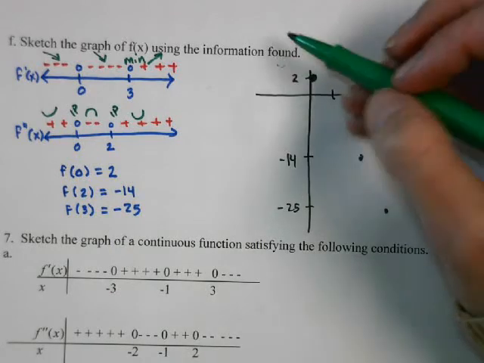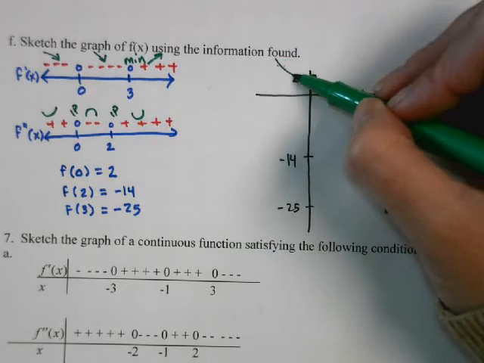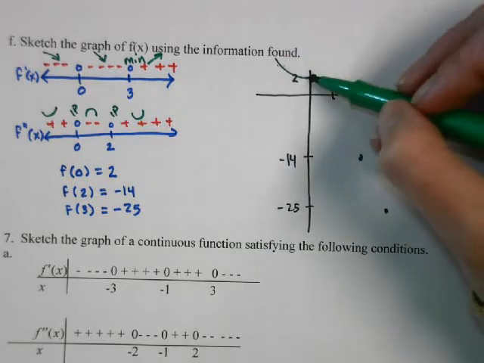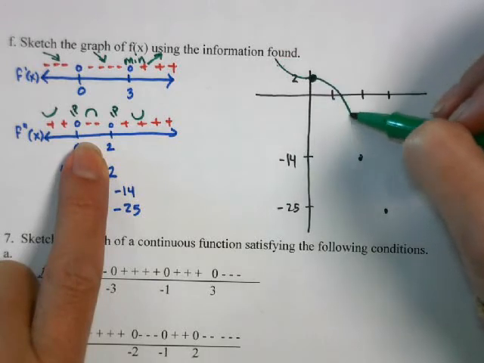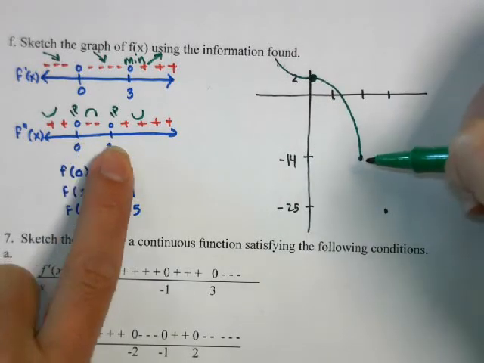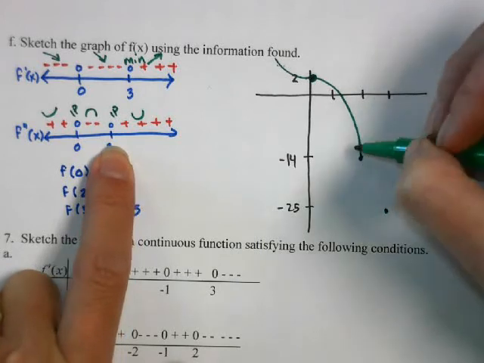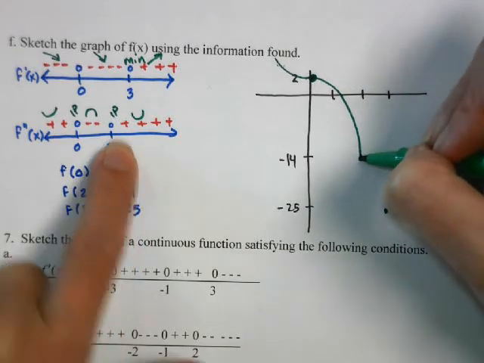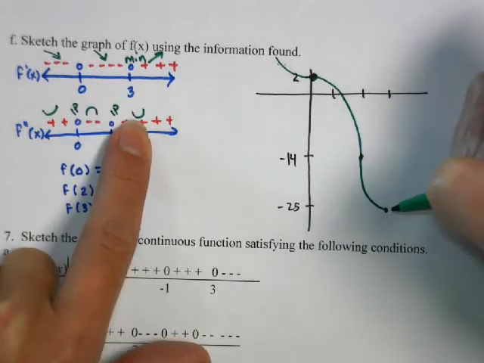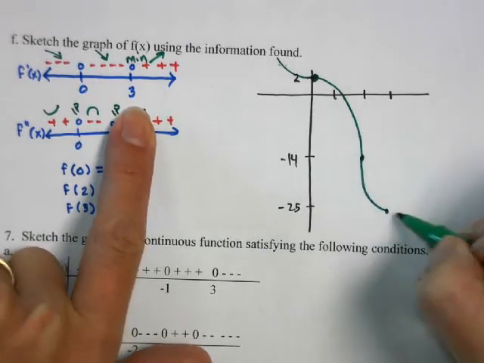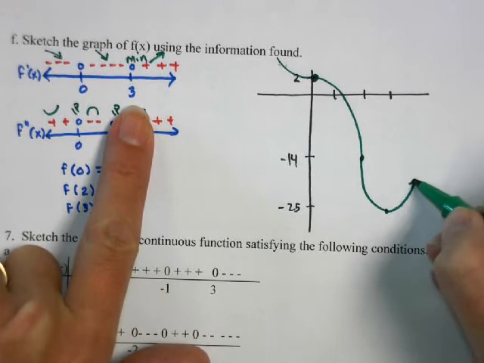It switches concavity at 2 to concave down, and it's decreasing to 2, which is an inflection point. So it's going to switch concavity, but still decreasing. Then at 3, it's a minimum, and it goes from decreasing to increasing.